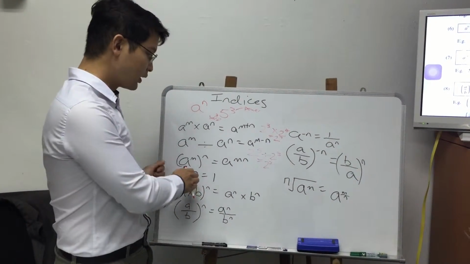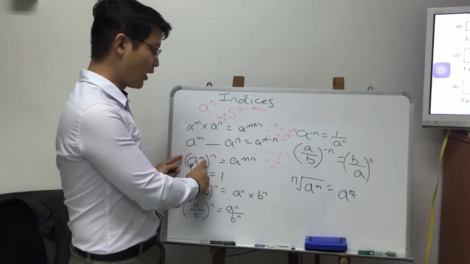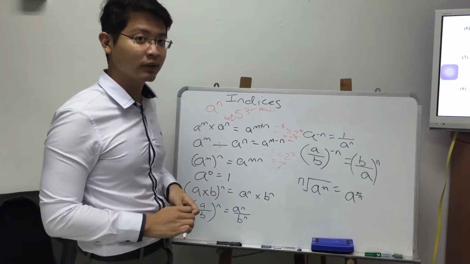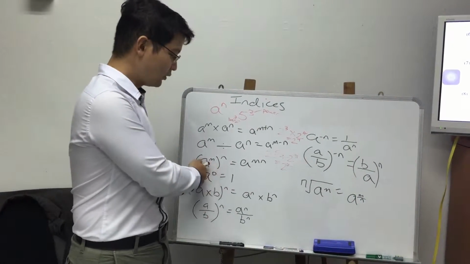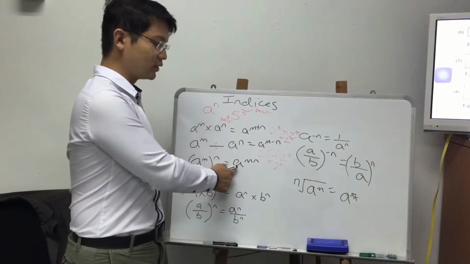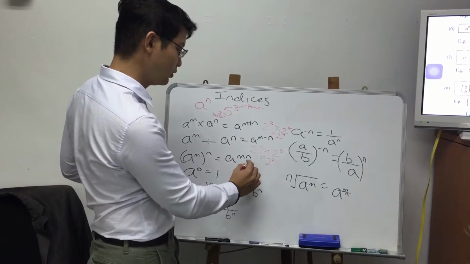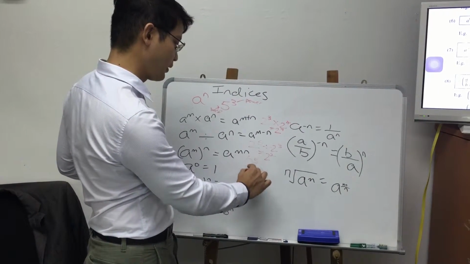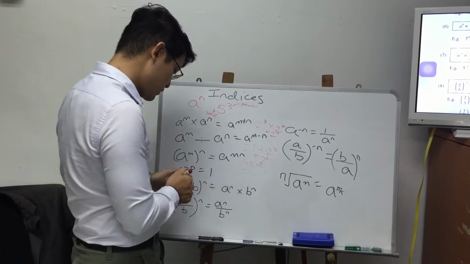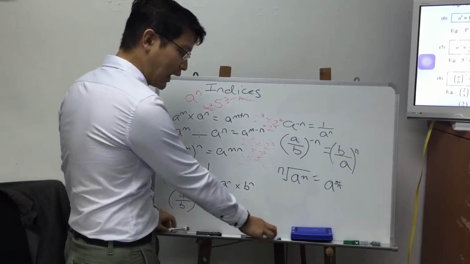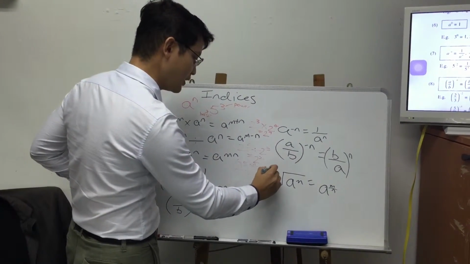Okay? What happens if your indices are in a bracket and they have an external power? What you do is multiply the powers. So a to power m, bracket n, is equal to a to power mn. A brief example, 2 to power 5, bracket 4. What will be the answer for this? This will give you not 2 to power 9, this will give you 2 to power 20.